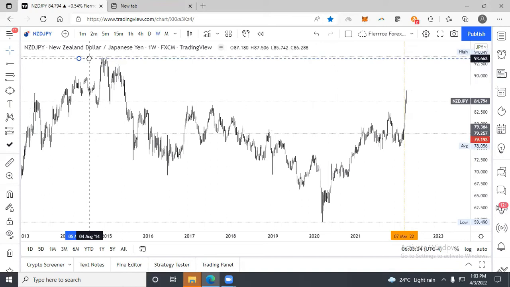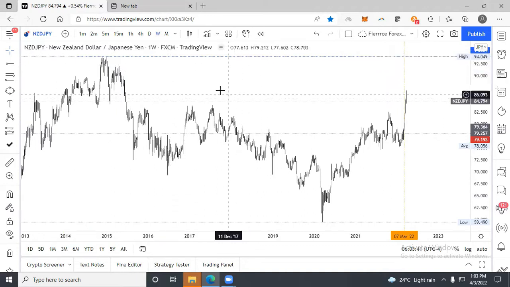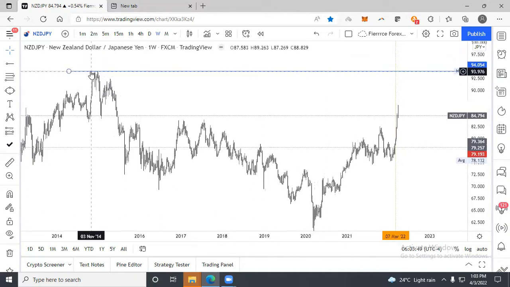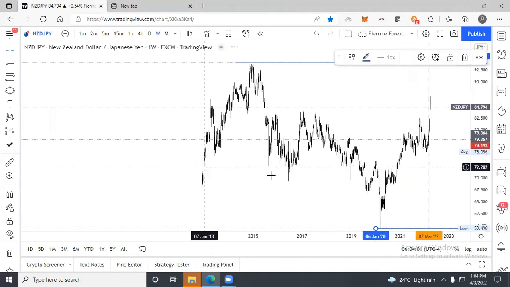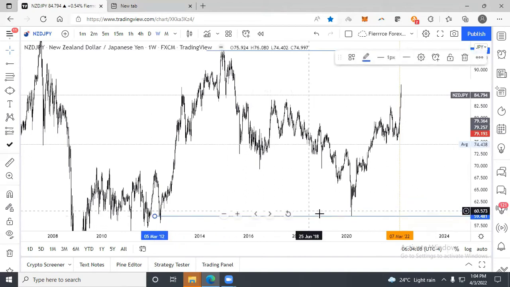So I'm going to mark out this chart. We're on the weekly, so I'm just going to use the weekly for now. So we can see very clearly we have equal highs here. We have a high here, a swing high, okay? And then we have the low here. Okay, so we have a low there. I can even extend it so that you can see, but we have the low.